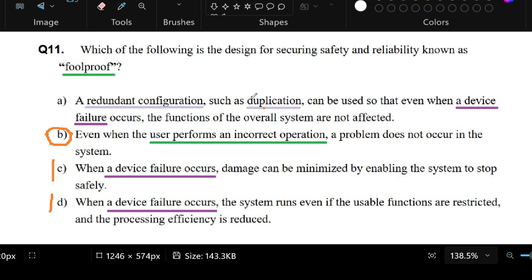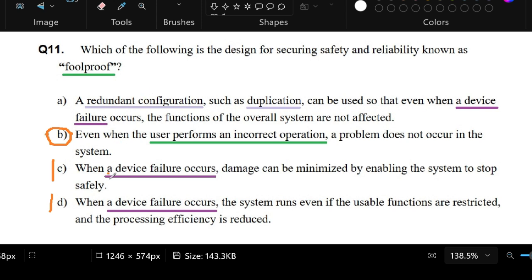I think because we have the word fool in the question, I thought that it would mean that if the user doesn't know what he's doing, it should not create a problem that the system would not function or something like that.